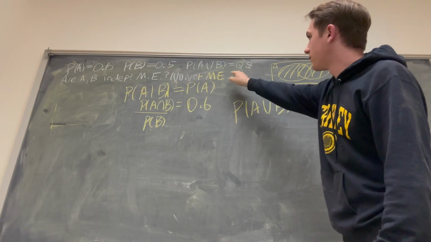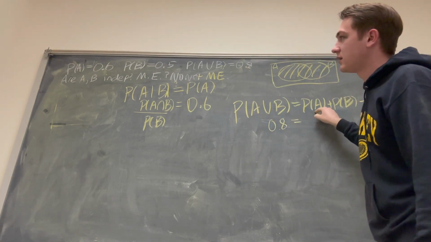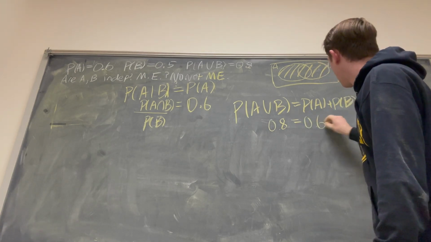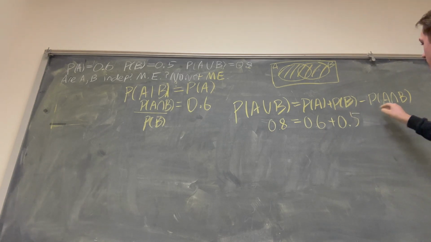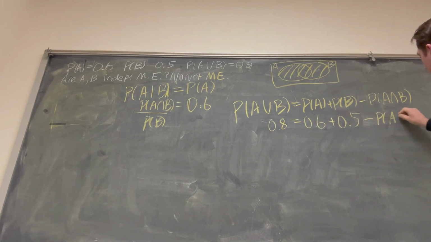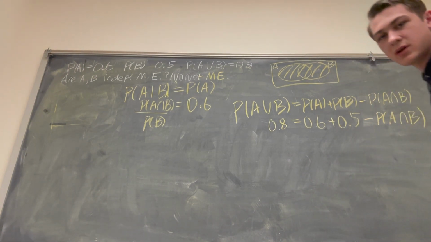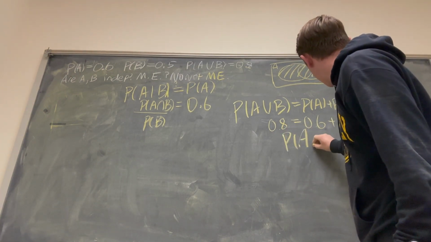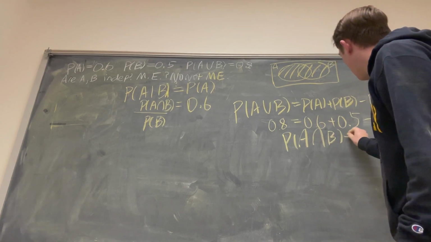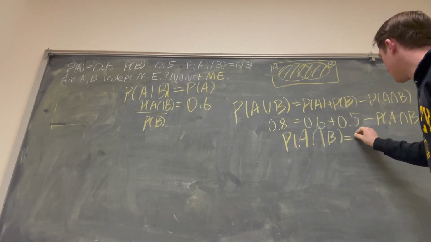So let's plug in what we know. A union B is 0.8. Probability of A is 0.6. Probability of B is 0.5. And this is what we don't know, what we're trying to solve for. From here, we can just do some algebra real quick. You're going to find that the probability of A intersect B is simply equal to 1.1 minus 0.8, so it's going to be 0.3.